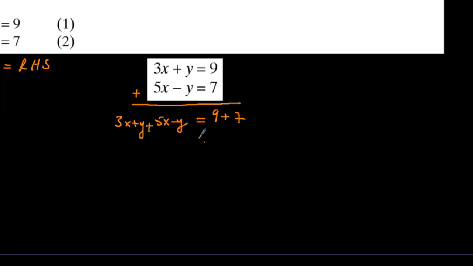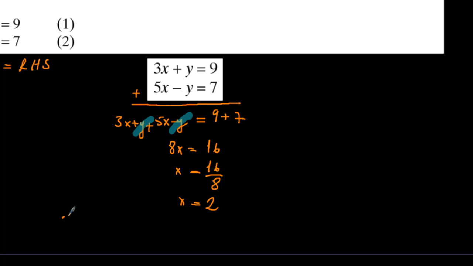We do this kind of operation when the numbers are suitable, because here we have plus y and minus y. When I add them side by side, plus y and minus y eliminate each other, and the result becomes 8x is equal to 16. Then x is equal to 16 over 8, which means 2, and I need to find y.